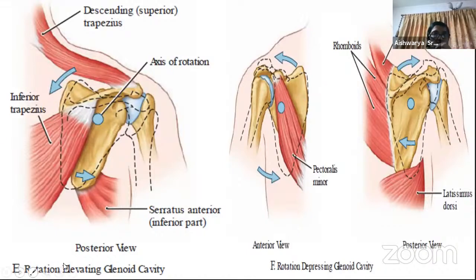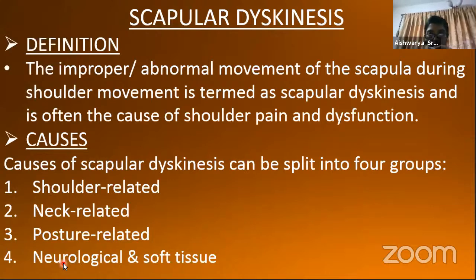Now, coming to the topic of today, scapular dyskinesis. Dyskinesis itself translates into abnormal movement. Dys meaning abnormal, kinesis meaning movement. So, the word means abnormal movement of the scapula when you are moving the shoulder in different directions. And it's the major cause of any type of shoulder pain and any shoulder dysfunction.